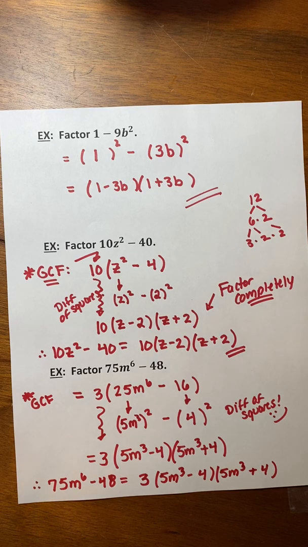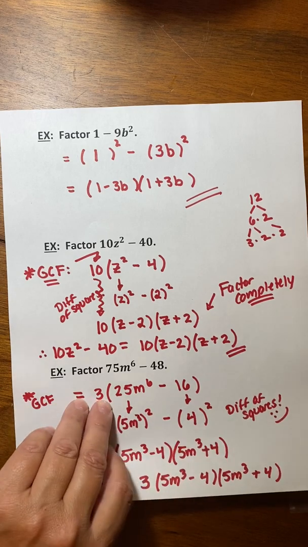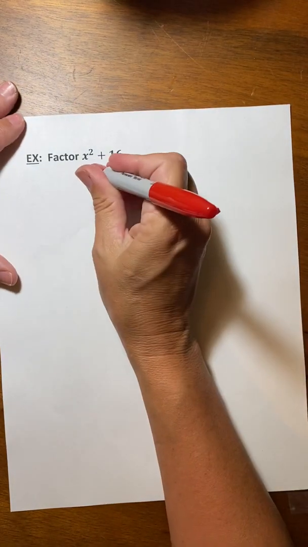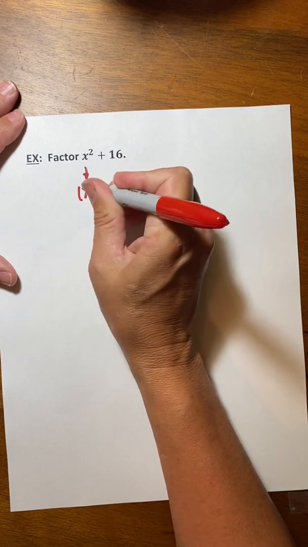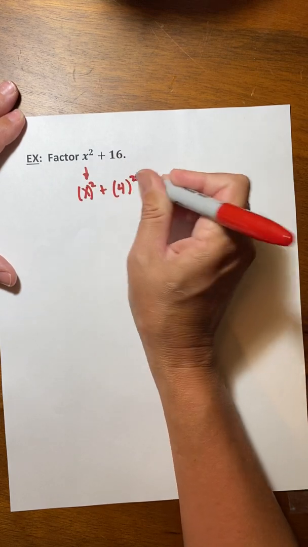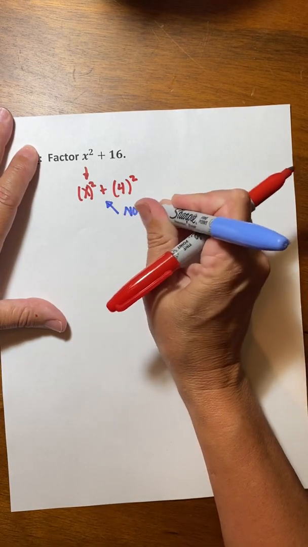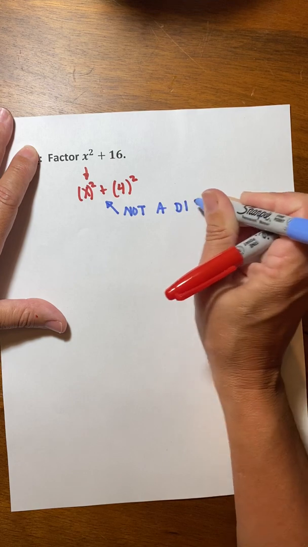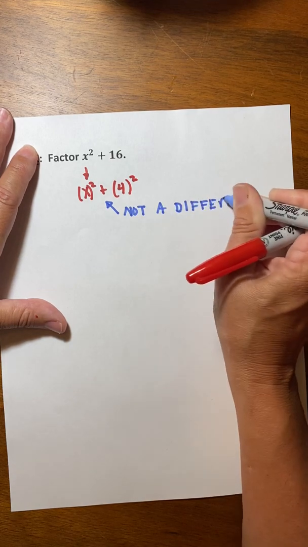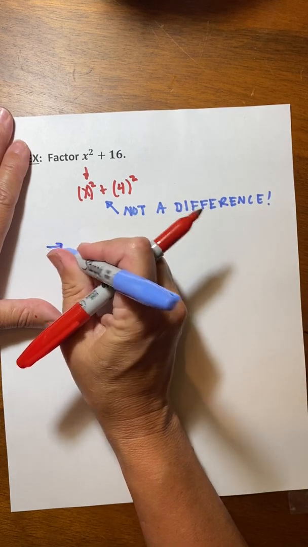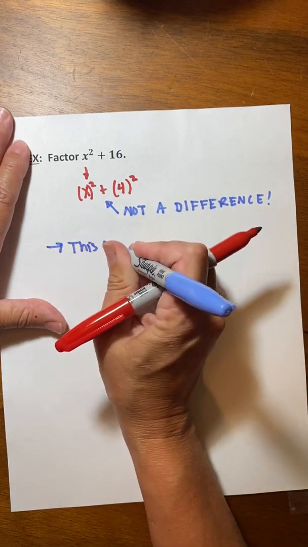All right. Let's try one more of these squares problems. Factor x squared plus 16. Well, notice this is x squared plus 4 squared, but not a difference. This is the sum of squares.